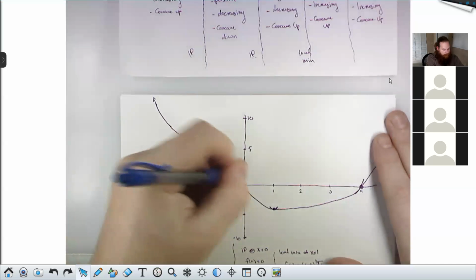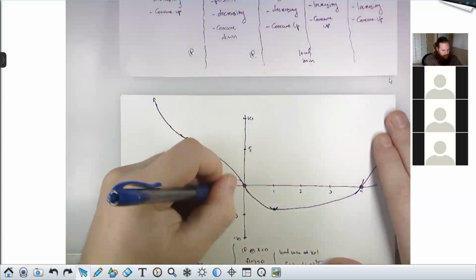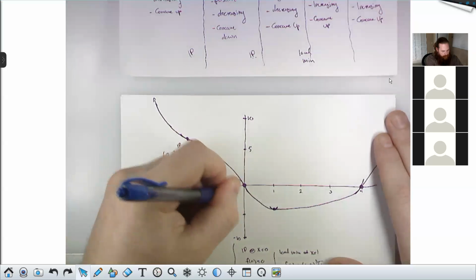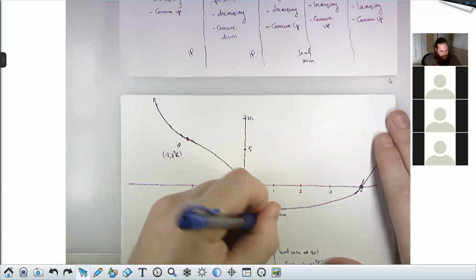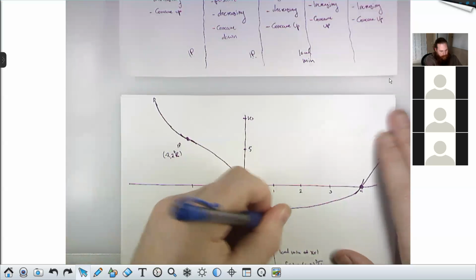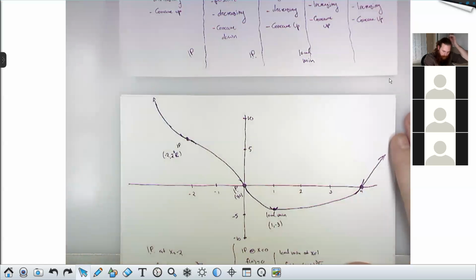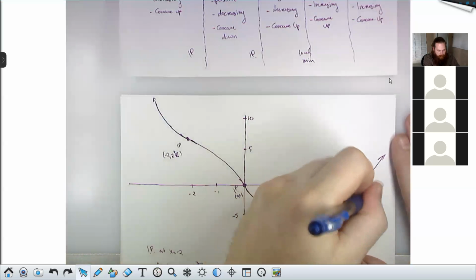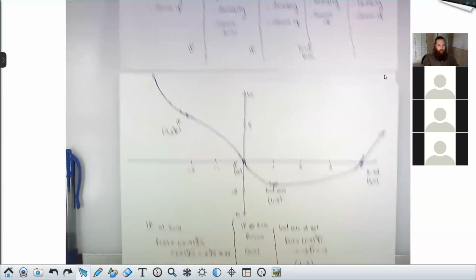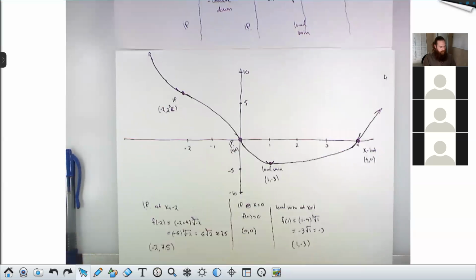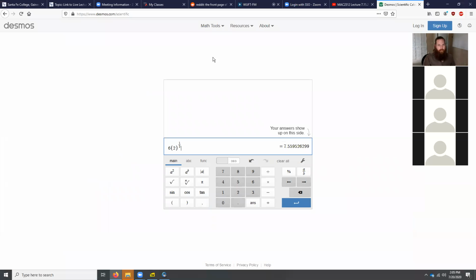So this was an IP at 0, 0. This was a local min at 1, negative 3. And this was just an x-intercept at 4, 0. Okay, so that's that problem reworked. And if we compare to what Desmos tells us, I think you'll find that this matches much better.